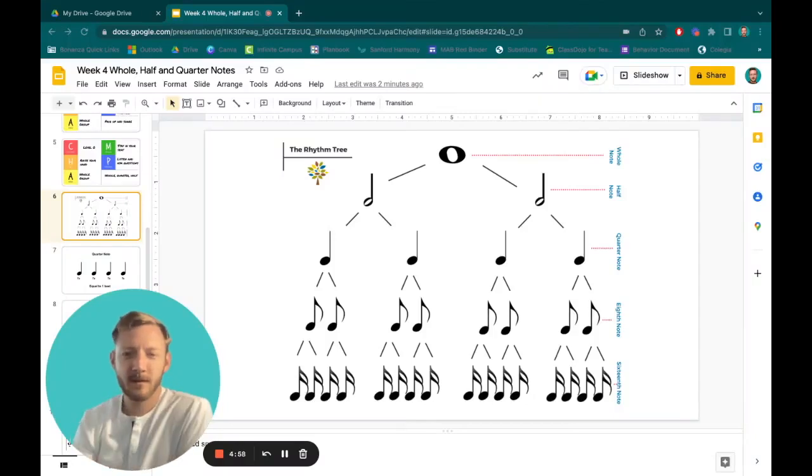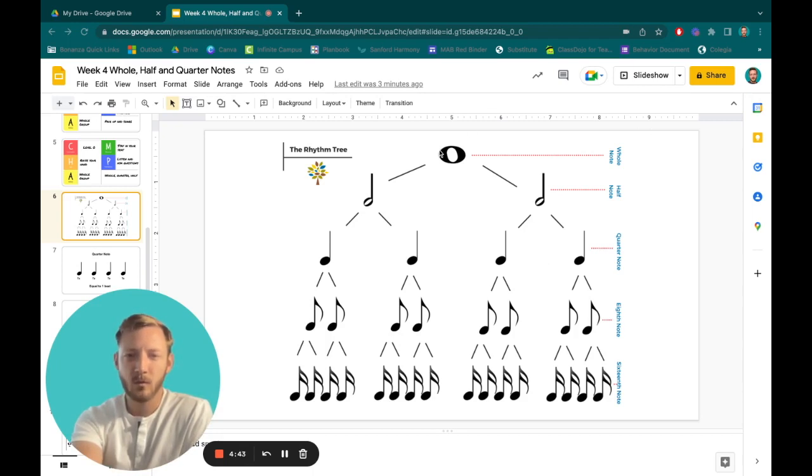Hey everybody, today we're going to talk about rhythm and I'm going to go over the different types of notes in rhythm and I'm going to cover how to count them. So this is going to help us to read music and to get faster at learning songs. So today we're going to talk about three different notes.